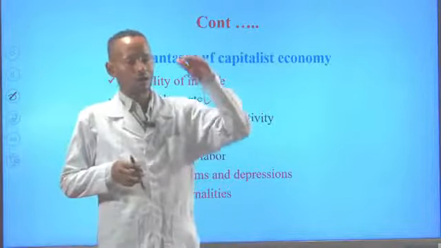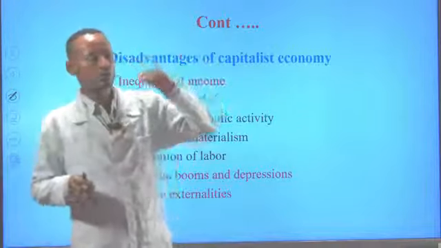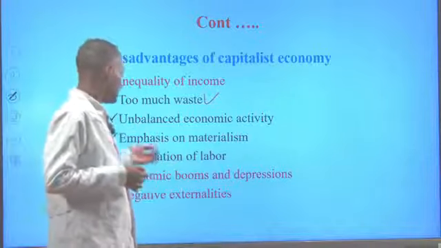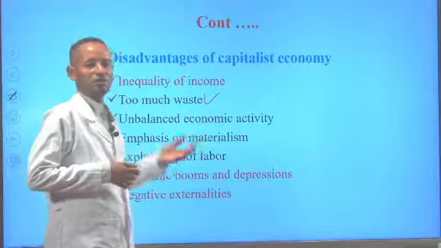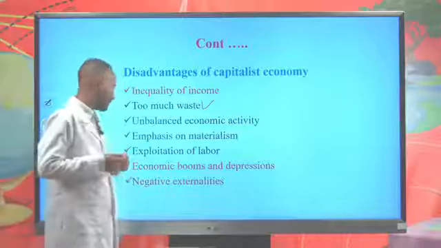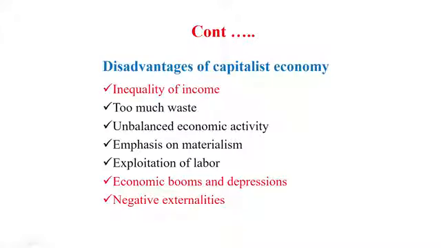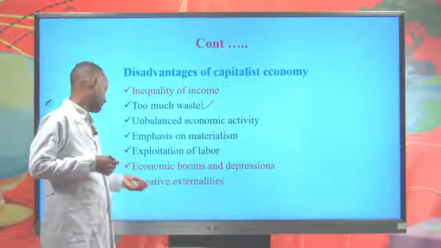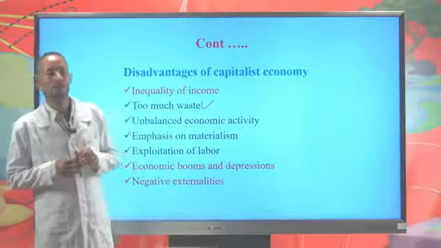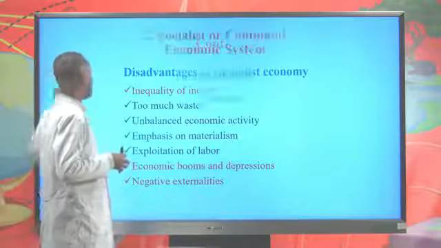There is a boom or peak, and it leads to depression or trough. That means there is the up and down fluctuation. This is one of the problems of the capitalist economic system. It is often characterized by the up and down fluctuations, or the up and down movement, of economic activity. Negative externalities, the other problem: the production of one party affects the livelihood of millions. This is one of the disadvantages of the capitalist economic system.